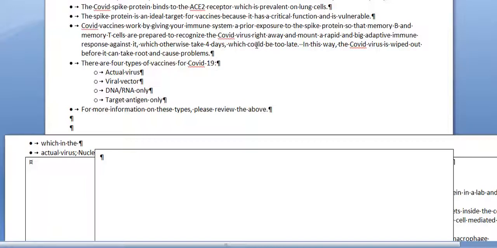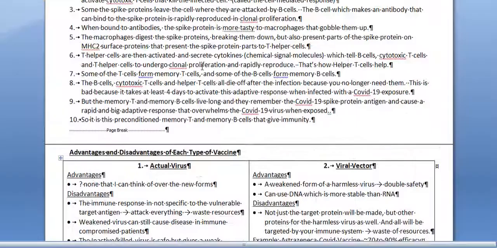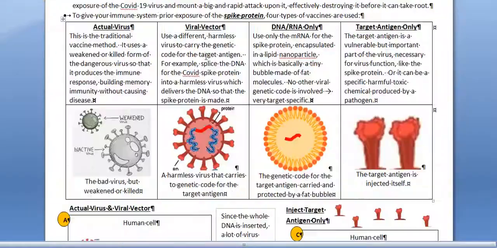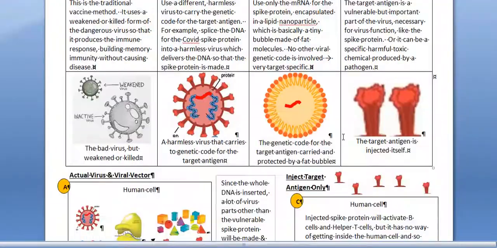A big, rapid attack. So these are the 4 types of vaccines for COVID-19. You have the actual virus. I don't know if they're really working with actual virus for COVID-19, but I provide this because this is the classic means. You have viral vectors like the AstraZeneca. You have DNA or RNA only like the Pfizer and Moderna, and you have target antigen only. And I don't know who's doing that. So for more information on vaccine types, please review the above. Okay, that's it.